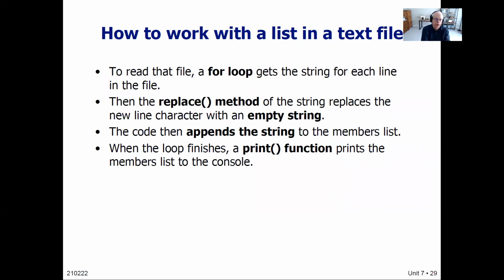Now, we could also use something called the replace method to deal with that new line character as well. To read that file into memory, we'll run a for loop again to bring in each line of the file. We're going to use the replace method to replace the new line character with an empty string to get rid of the new line character. The code then is going to append the string to the members list, and then we're going to print. You'll see we'll run a print function.